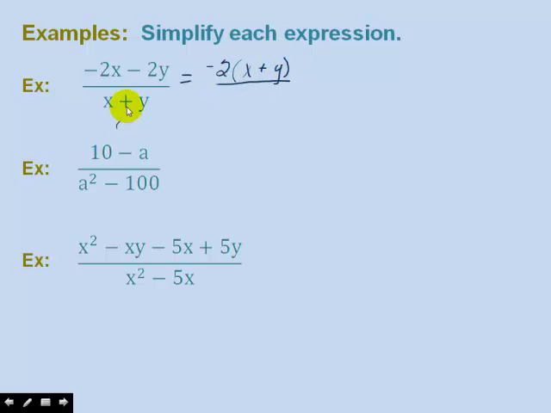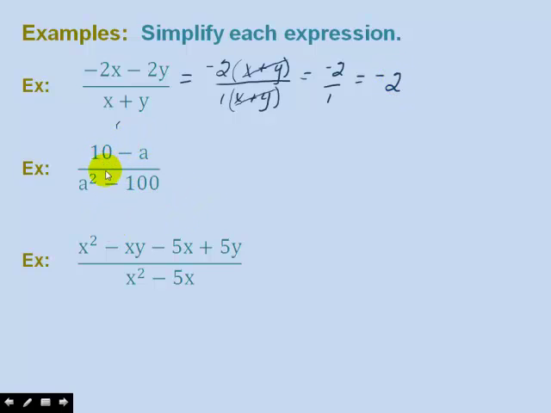On the bottom, there's no factoring to be done. So we have x plus y there. And now notice that here the x plus y, even though it's the only thing in the denominator, it does count as a factor. So we can cancel it with the x plus y factor that we have on the top. Now technically, when we cancel this out, we have a 1 left. So we end up with -2/1, which is just the same as -2.